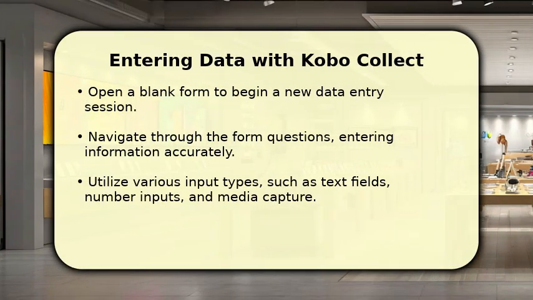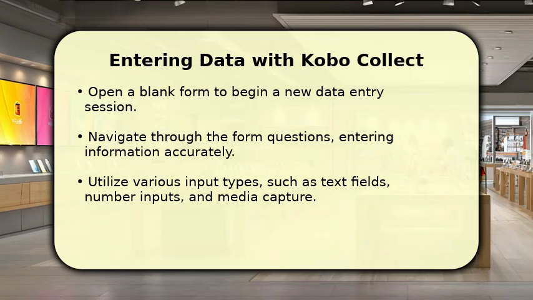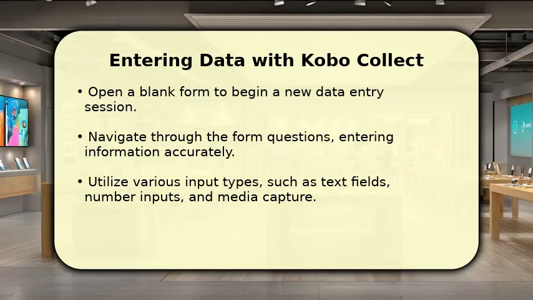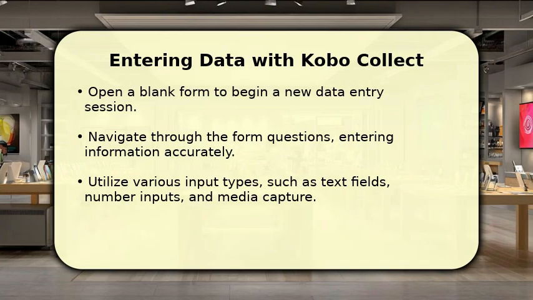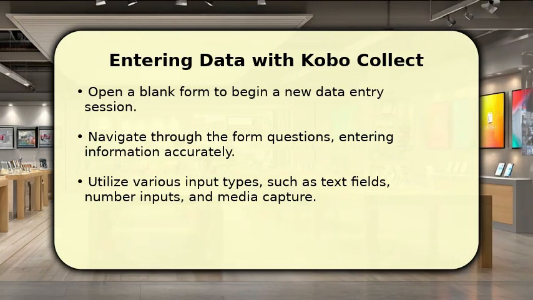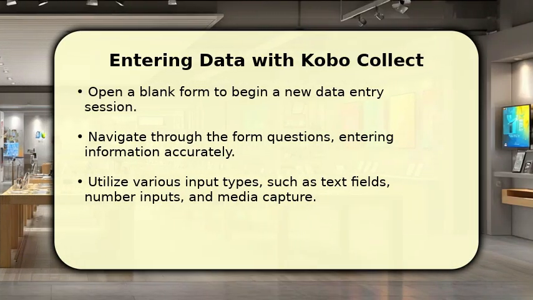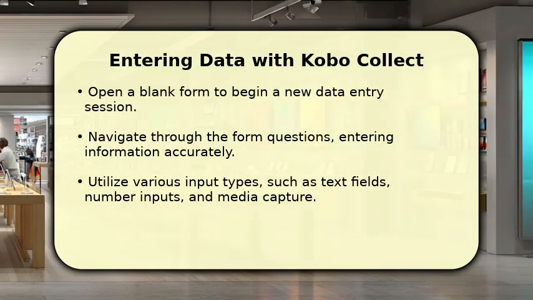Once your forms are downloaded, you're ready to start collecting data. Simply open a blank form from the main menu to begin a new entry. You'll navigate through the questions, carefully inputting the required information. Kobo Collect supports diverse input types, from simple text and numbers to capturing photos, audio, or even GPS locations. Remember to save your form regularly as you progress, especially for longer surveys, to ensure that all your valuable data is securely stored on your device.